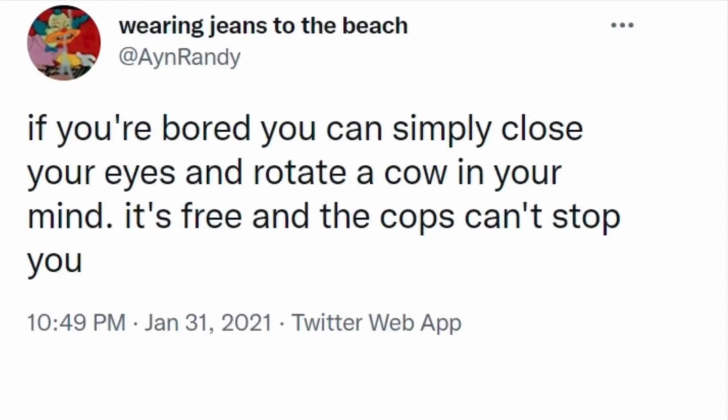If you're bored, you can simply close your eyes and rotate a cow in your mind. It's free, and the cops can't stop you.